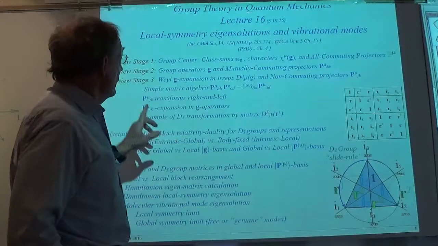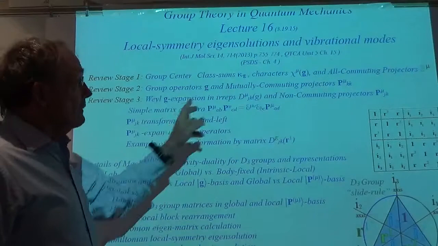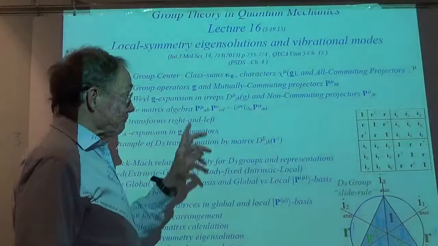So remember, we had three stages. The first stage was to look at the center of the group. That's the set of all objects that commute with everything in the group, including their projectors. The three projectors for the group that we're working with, D3, as an example, were three in number. And then the characters, which are traces, we're going to go over that again.